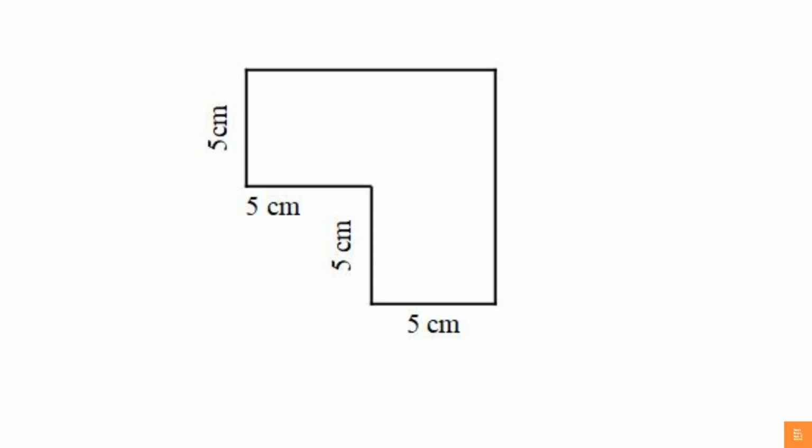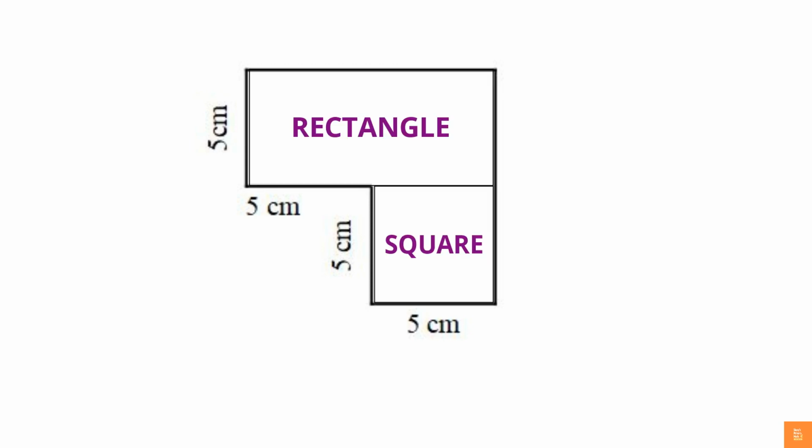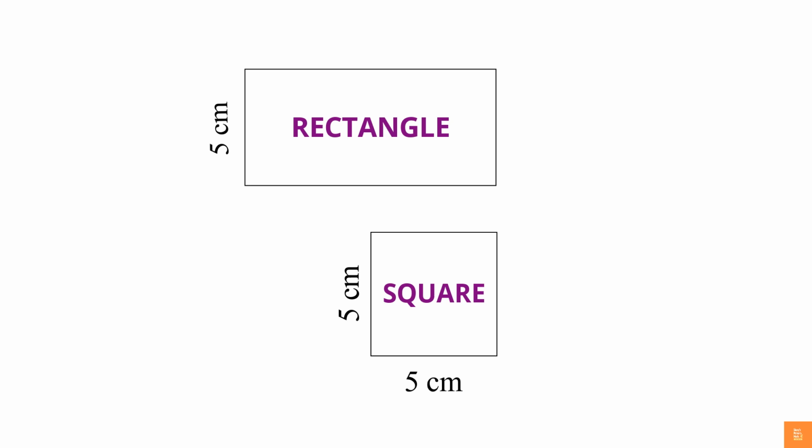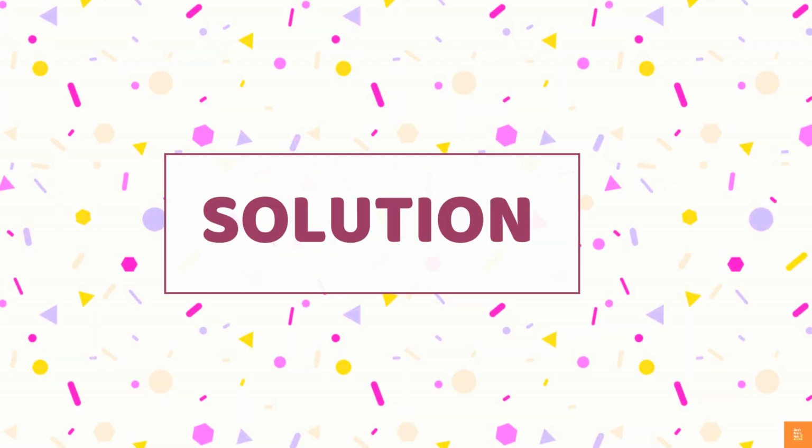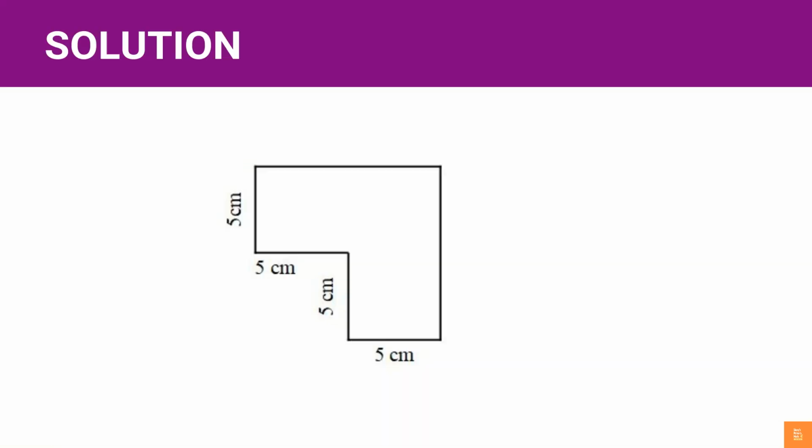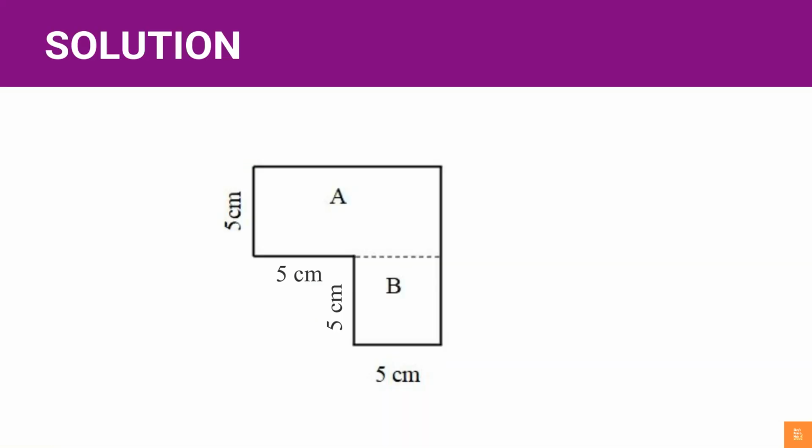To find the area of the irregular shape, which is a combination of a rectangle and a square, we calculate the area of each figure separately and then add them to find the total area. Let us solve it. Divide the given figure into two parts. See the dotted line. Part A is a rectangle and part B is a square.